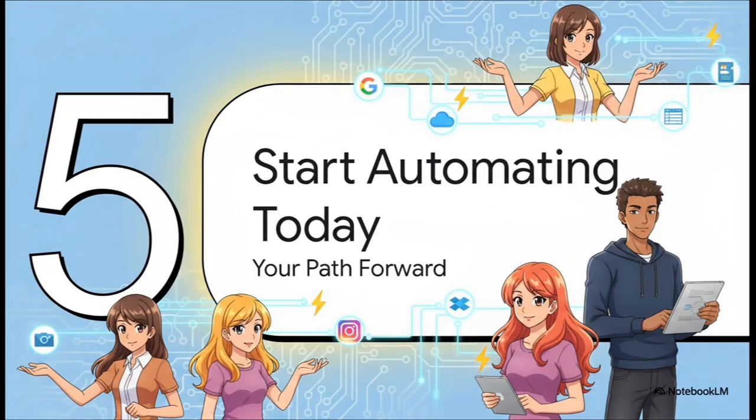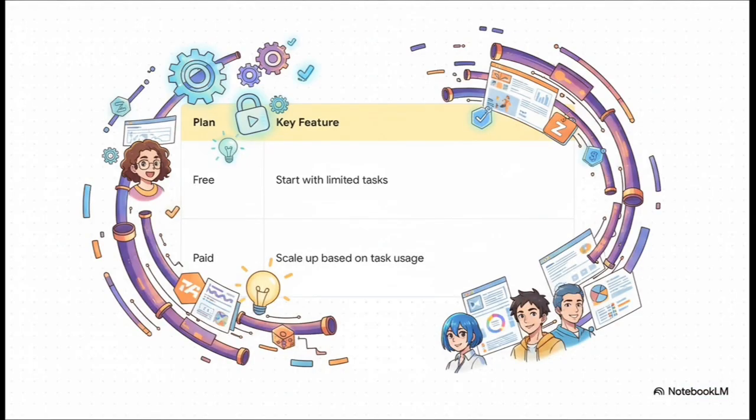All right, so we've talked about the problem, we've talked about the solution. The next logical question is, okay, how do I actually get started? And thankfully, it's super straightforward. The pricing model is really smart because it's designed to grow with you. You can start on that free plan, which gives you more than enough tasks to automate a few of your most annoying little chores. Then, as you find more and more things to automate, you can scale up to a paid plan that gives you more tasks and some more advanced features. It lets you prove to yourself how valuable it is before you ever spend a penny.